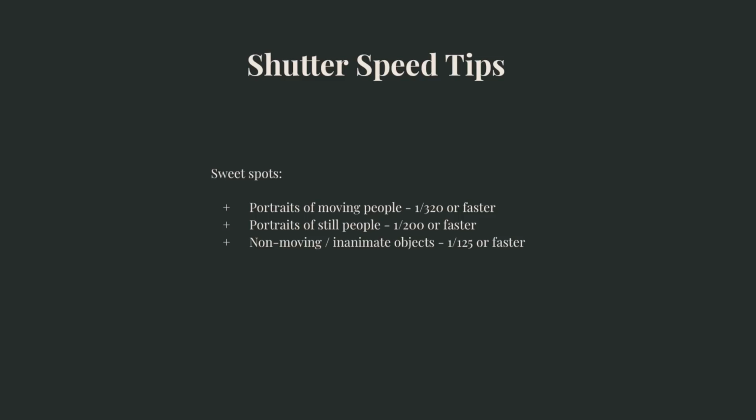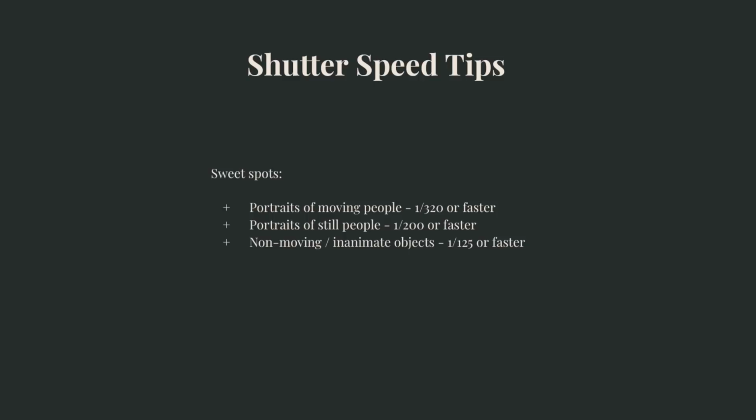So here are some shutter speed tips. These, again, are not textbook. They're just some sweet spots that I kind of stick to as I'm shooting. Typically, I'm shooting portraits of moving people, and typically I have a decent amount of light to work with as I'm shooting outside most of the time. So this is the lowest that I will let my shutter speed go, and that's 1/320th or faster.